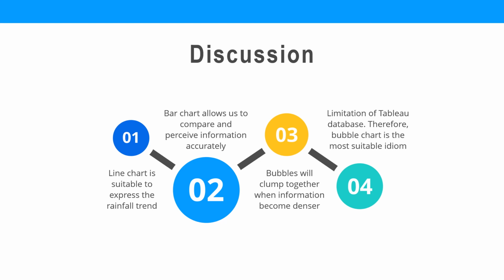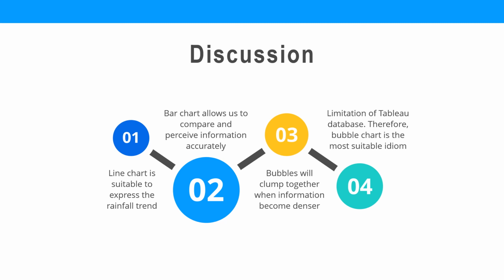Next, Lavinia will present on discussion and future works and conclude this presentation. Thank you, Fiona. So based on the visuals in the previous section, line chart and bar chart are very suitable for our dataset. Line chart expresses the trend line, while bar chart helps us to perceive and compare the rainfall amount across places in Queensland accurately. Whereas bubble chart is not as good as them.